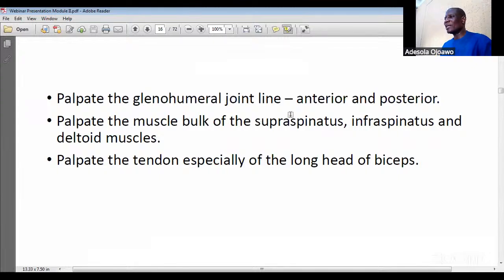Palpate the glenohumeral joint line, anterior and posterior. Palpate the muscle bulk of the supraspinatus, infraspinatus, and deltoid muscle. You have to palpate them, especially the long head of biceps, you have to touch it. If any of those indicate pain and not swelling, it may point to tendinitis. And when you know it is tendinitis, you know exactly what to do.